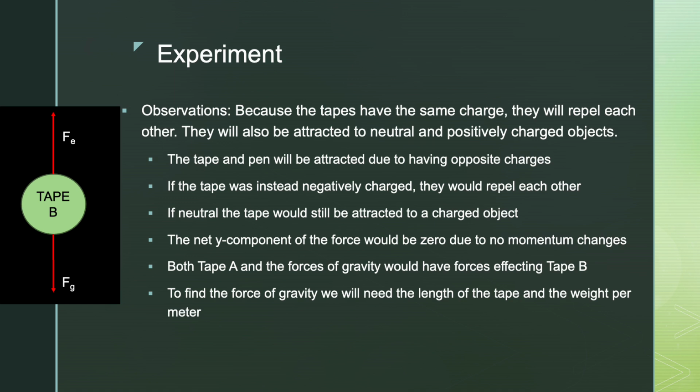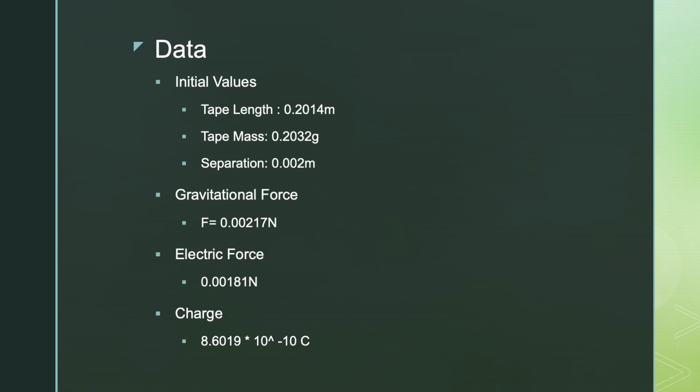And then again, if the tape was neutral, then it'd still be attracted to charged objects. And you need to know that the net y component of the force would be 0 due to no momentum change, with both tape A and the force of gravity affecting tape B. And here on the left is a free body diagram of tape B, with the force due to the electric field going up and the force of gravity pulling it down.